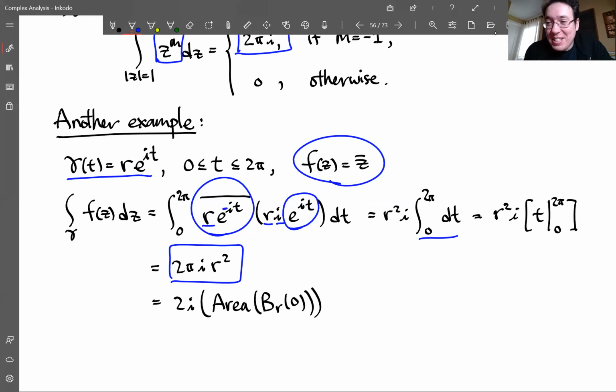I'm going to write this suggestively. That is the same thing as 2i times the area of the inside of the circle that it traced around, right? And maybe if you're feeling like playing with some mathematics, you can try to explain to yourself why this integration gives you 2i times the area of the circle. You might try integrating along different curves that are not a circle and see if you get something similar.